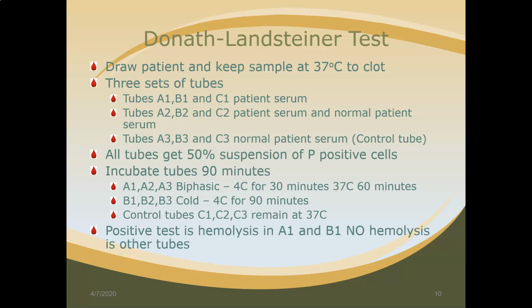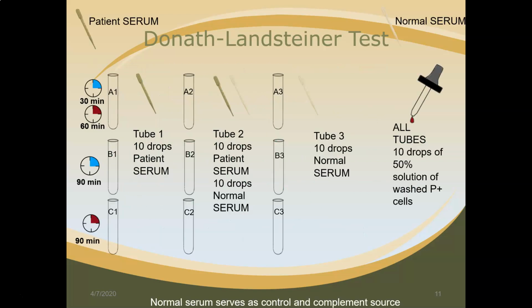In a positive Donath-Landsteiner test, we are looking for hemolysis. So after we've got these incubated, we spin them down and we look for hemolysis, not agglutination. Hemolysis in A1 and B1 with no hemolysis in the other tubes is considered a positive test for Donath-Landsteiner. And here's my cute little picture because pictures make it easier sometimes. So it's just the same thing we just talked about, but here's your picture.